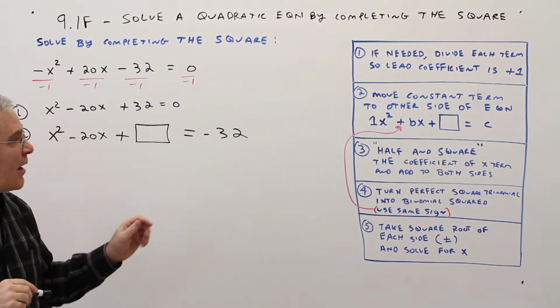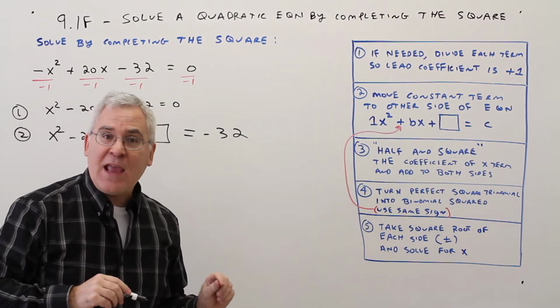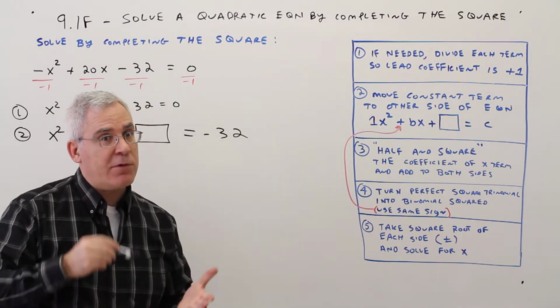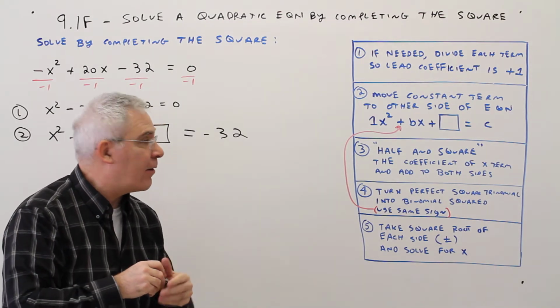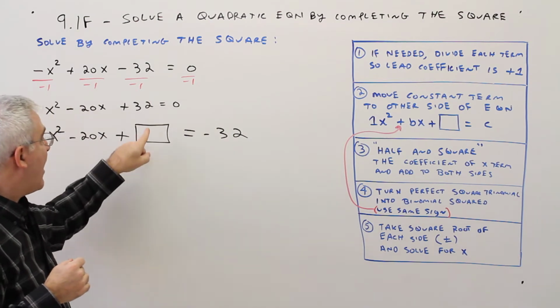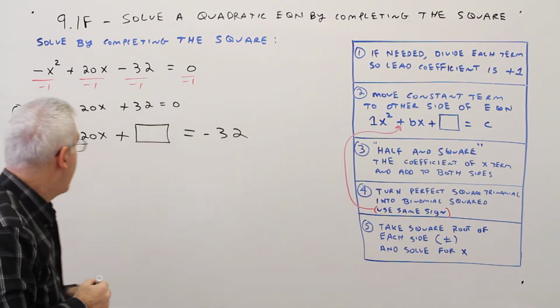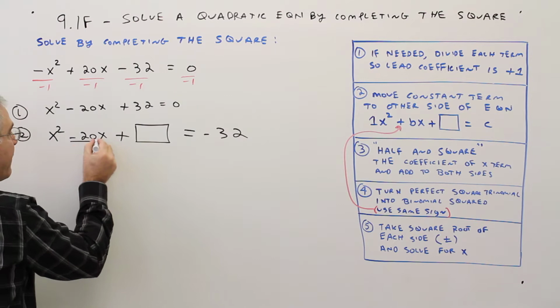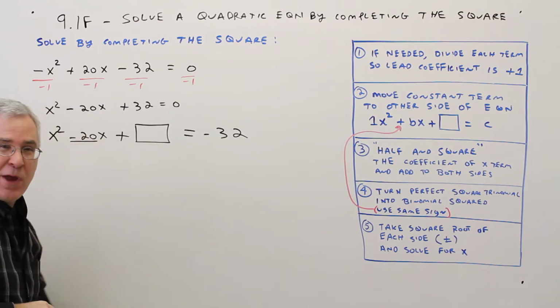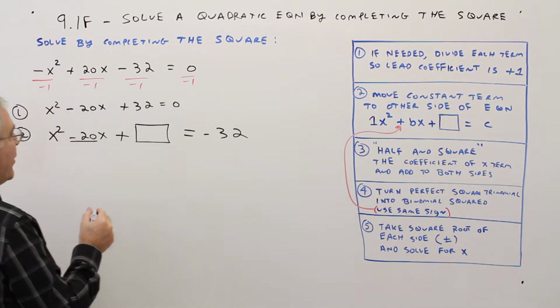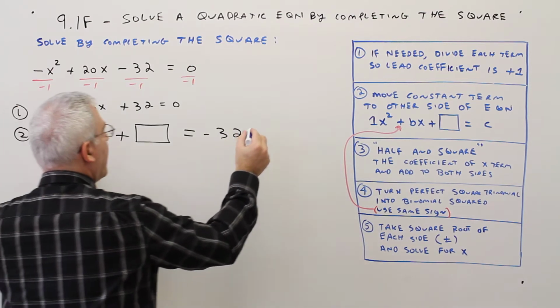Step number 3, the coefficient of the x term, there's 3 magic words, half and square. And I'm going to add that to each side in the magic box and to over there. So here is the coefficient of the x term. I'm going to do half and square. So I'll just show my work over here.